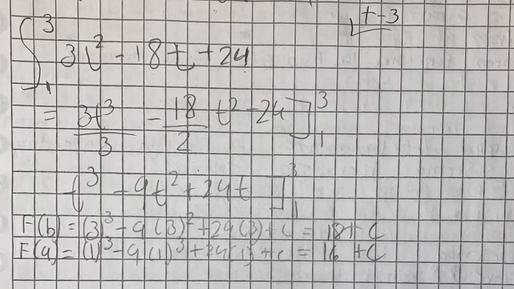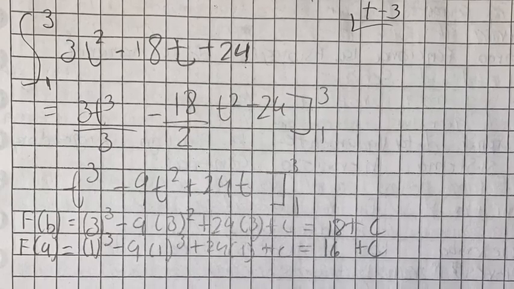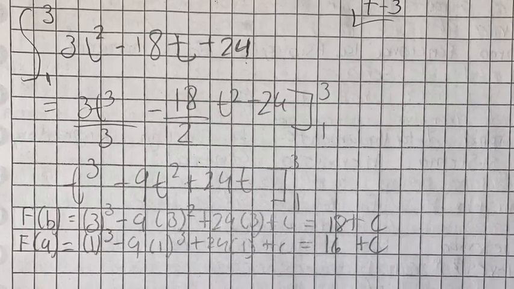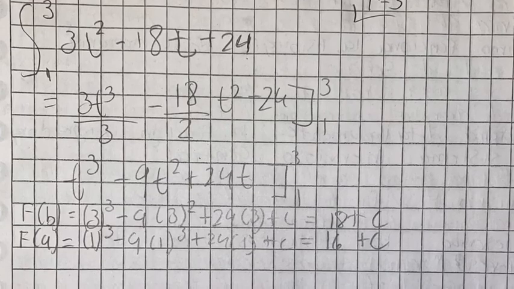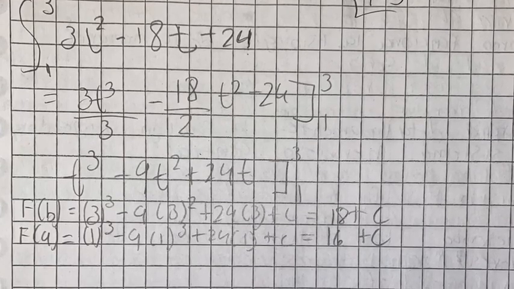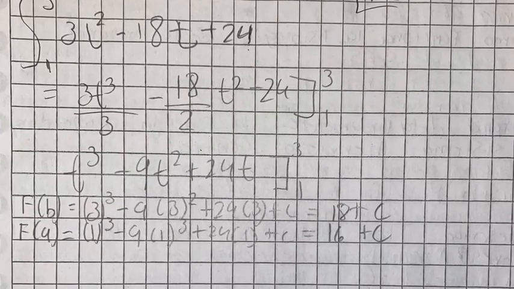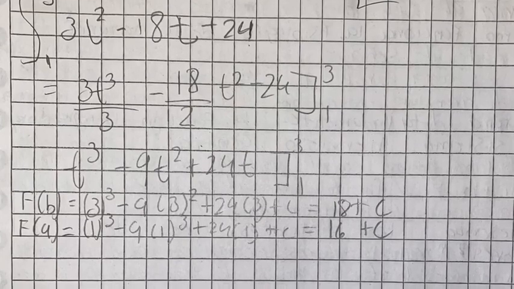We need to substitute in f of a, and it gives us 16, and f of b, and it gives us 18. Then we need to subtract f of b minus f of a, and it gives us 2. And that's it.